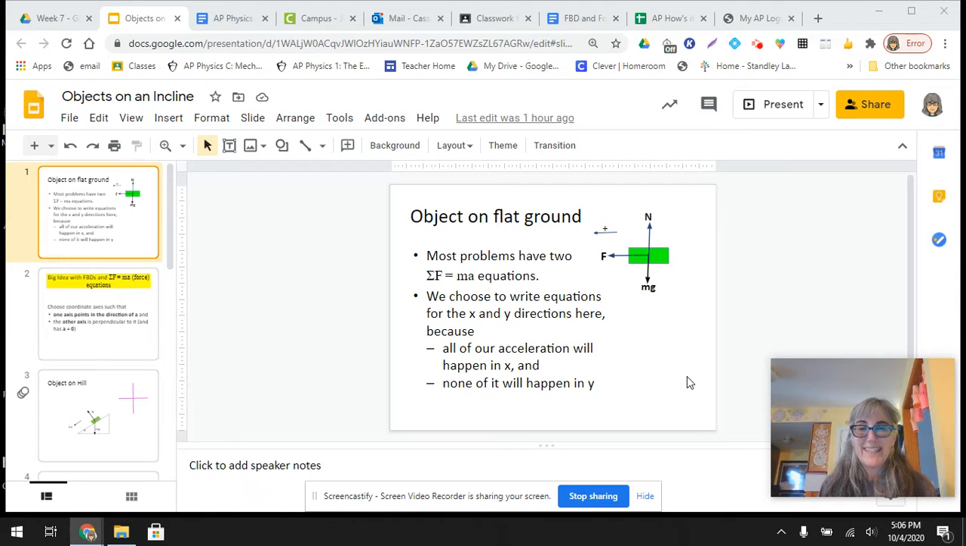All right, when we did objects on a flat ground, the acceleration was pointed to the left. So we chose to use the X and Y directions because our acceleration would be pointed to the left in the X direction. So our forces went in the X direction, our forces went in the Y direction. So all the acceleration was in X. None of the acceleration happened in Y because it was just moving in the X direction.